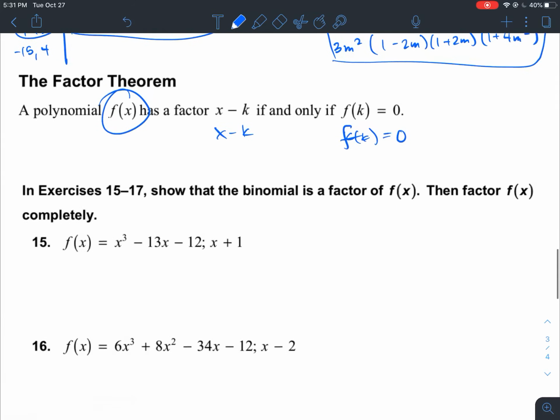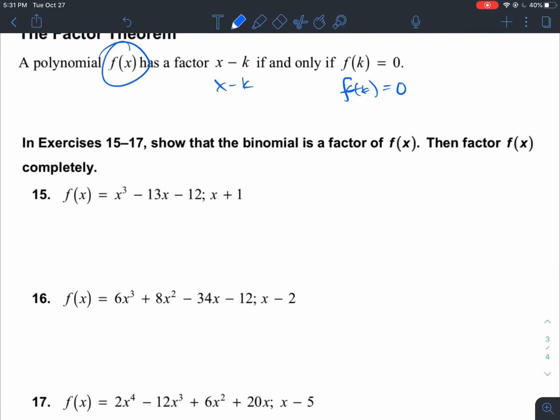So for these examples, it says show that a binomial is a factor. So here's a binomial factor that is given, and it wants to know if this is a factor of this right here. And we can figure that out by saying, well, take the opposite of this, so x plus 1 equals 0, right? If this is a factor, then it's equal to 0. So then that would mean that x would equal negative 1.